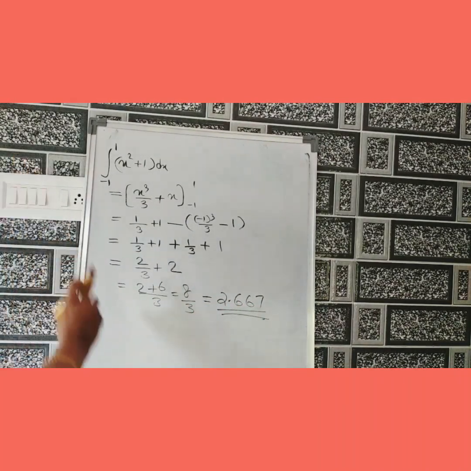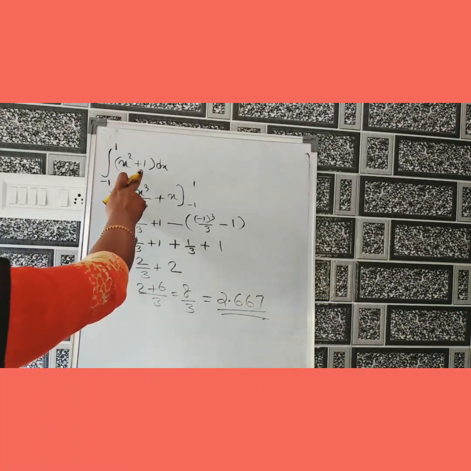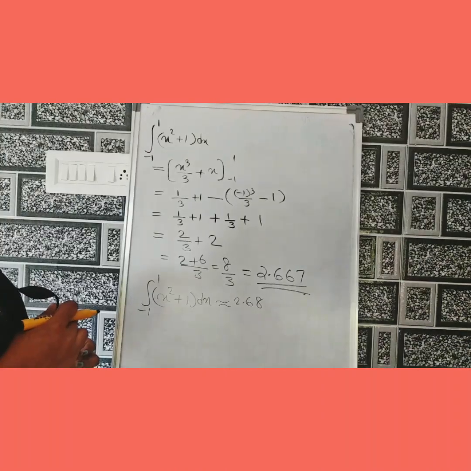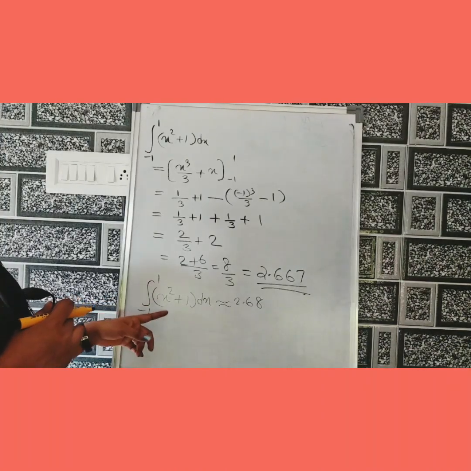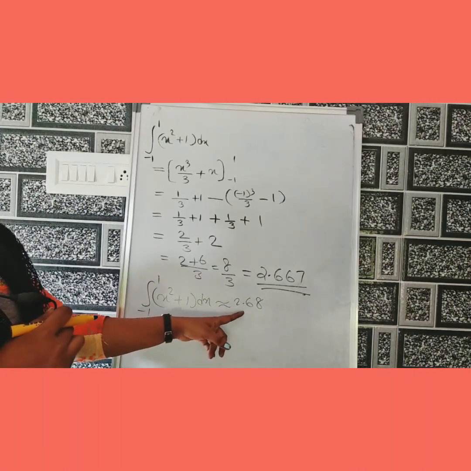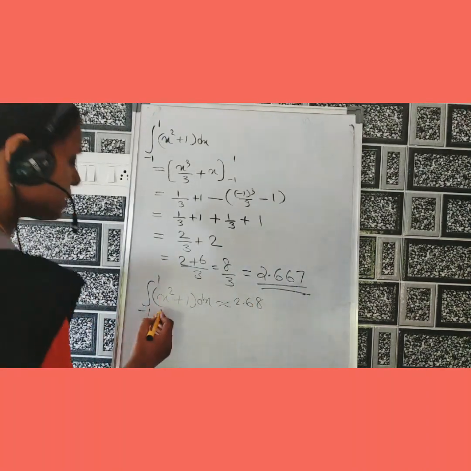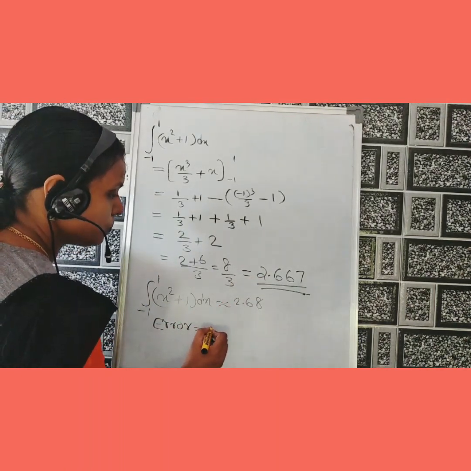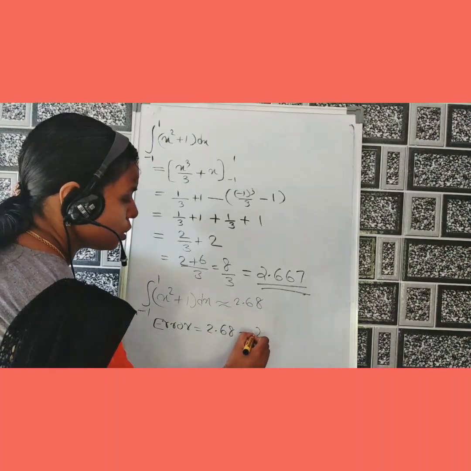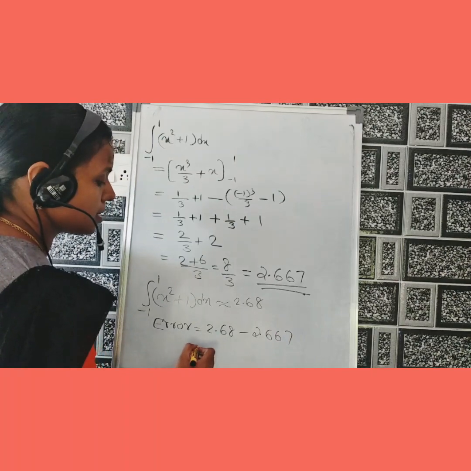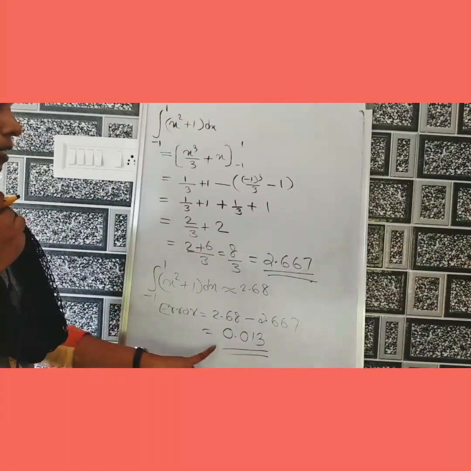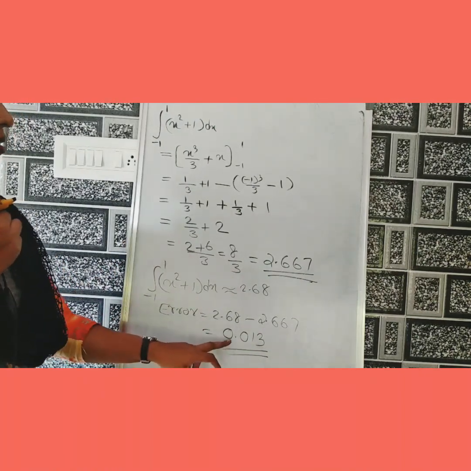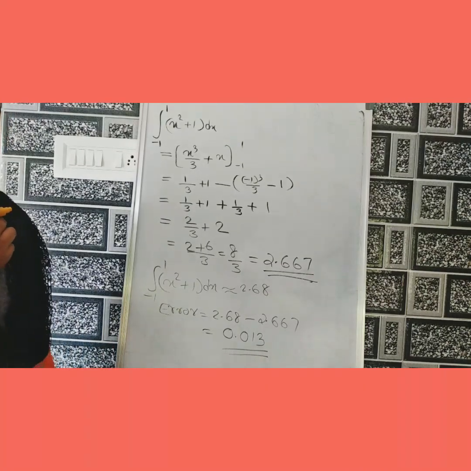In the actual method, we get the integral from minus 1 to 1 of x square plus 1 dx is equal to 2.667. And in the Riemann sum method, we get it is approximately equal to 2.68. Therefore, the error in these two methods is equal to 2.68 minus 2.667, that is equal to 0.013. The error in these two methods is 0.013.